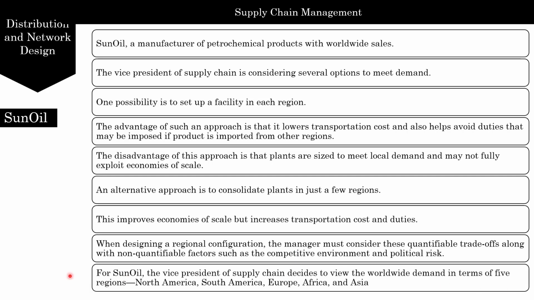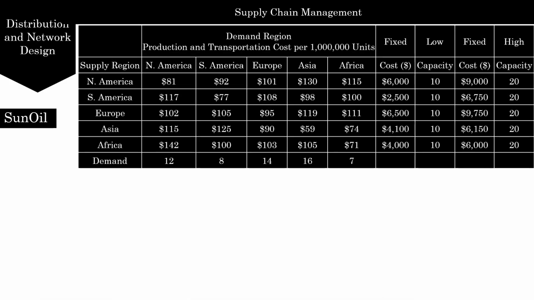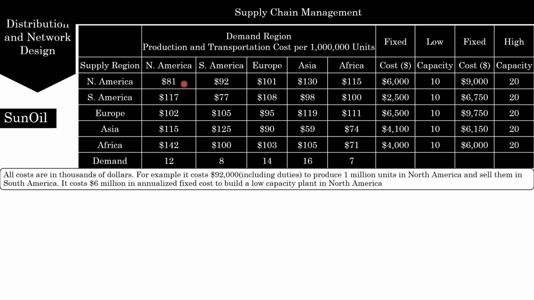So here, in this particular case, we are dividing the world into 5 regions: North America, South America, Europe, Africa, and Asia. And here is the data given to you. Supply regions, here are the demand regions. This is in thousands of dollars, all costs. So this is $81,000, $92,000. To ship something from North America to South America, that's $92,000. Your fixed cost, if you have a low capacity plant here, is 6,000 multiplied by 1,000, that's 6 million. This is 2.5 million. This is 9 million, okay?